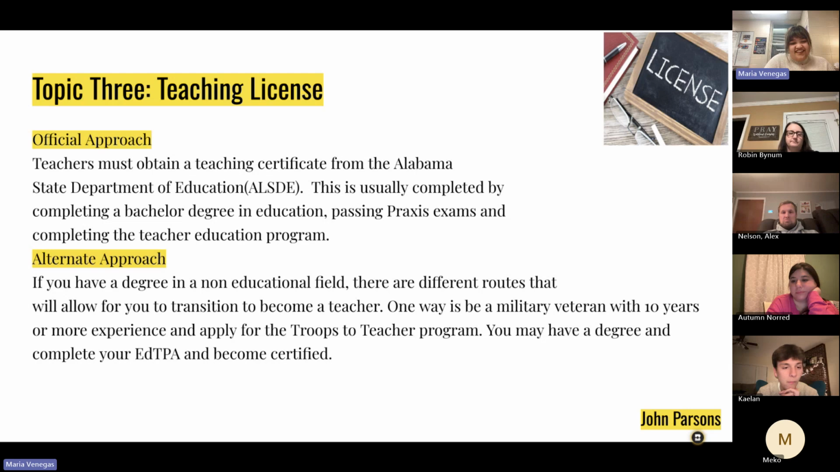Okay. So the next topic, we're leading into the teacher topics. The first topic is teaching licenses and contracts. In Alabama, obtaining a teaching license typically involves completing a bachelor's degree, Praxis exams, and an approved educational program. Alternative routes are available, such as Troops to Teachers programs for veterans.